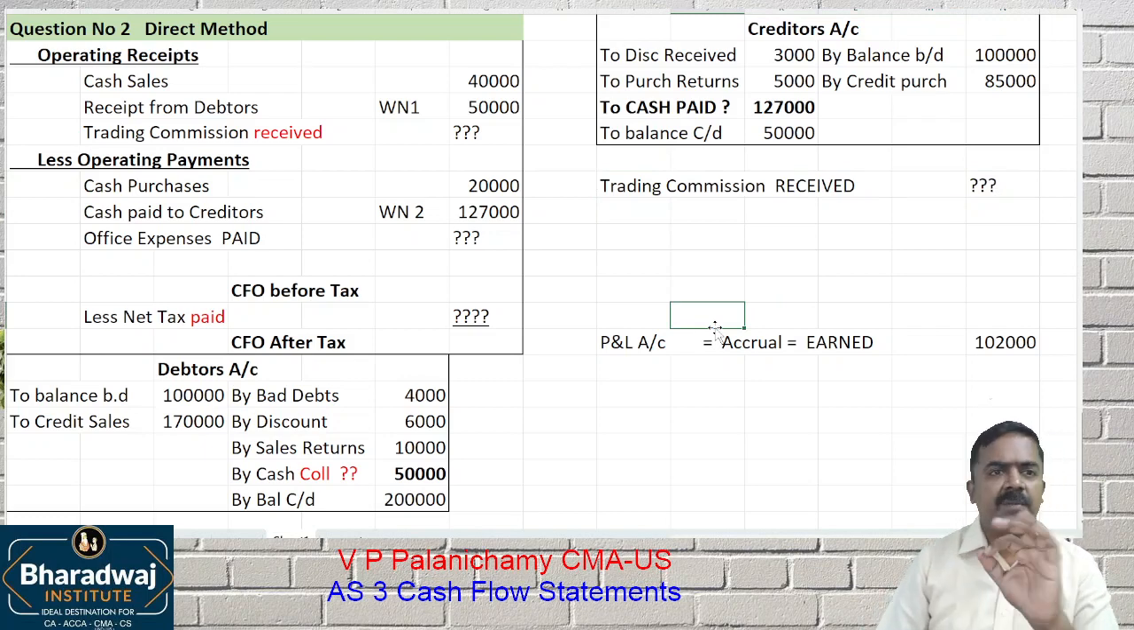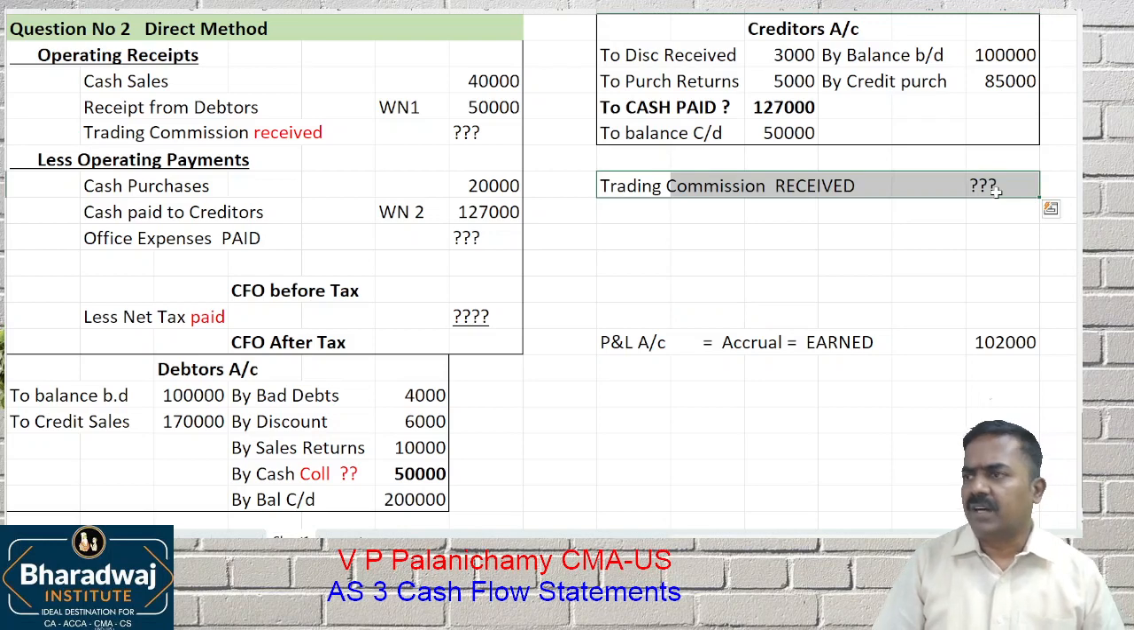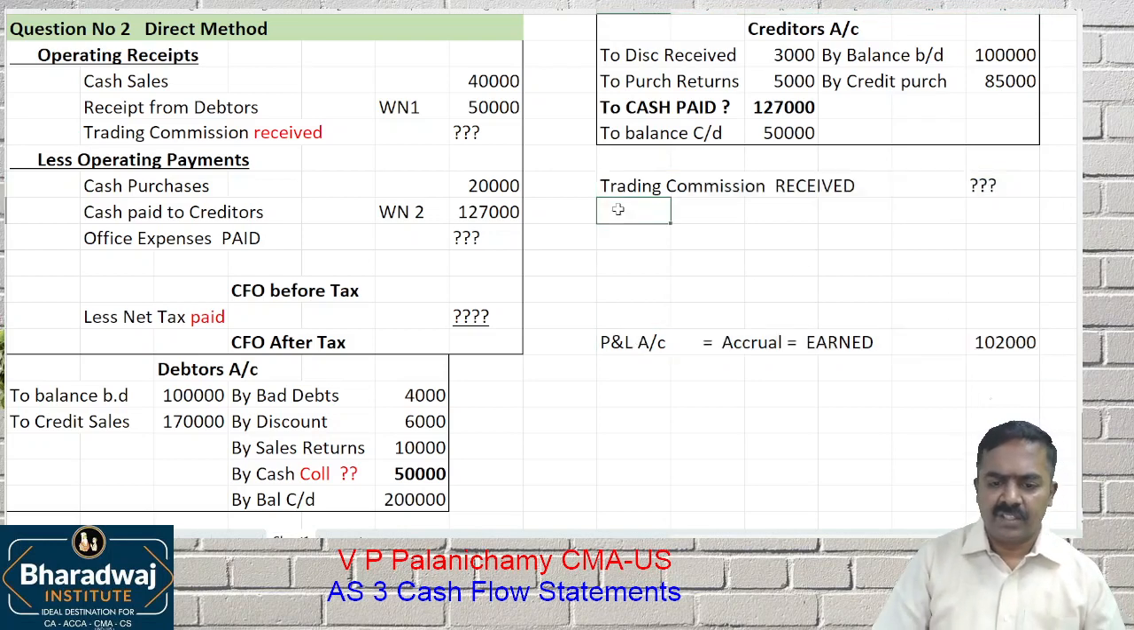Now for next 2-3 minutes, pay attention, then you can take it up. Pay attention. Normally, what will you do when the trading commission received is given? How to calculate income? You will add outstanding at the end of the year, nothing but accrued at the end of the year.